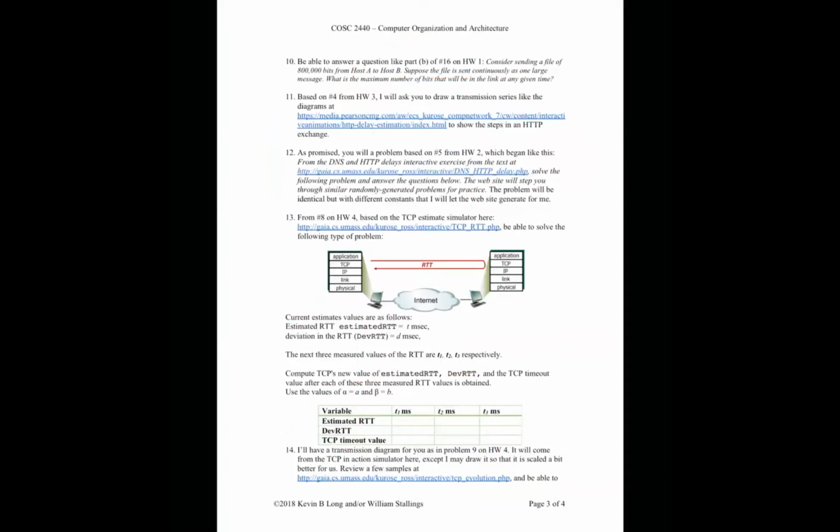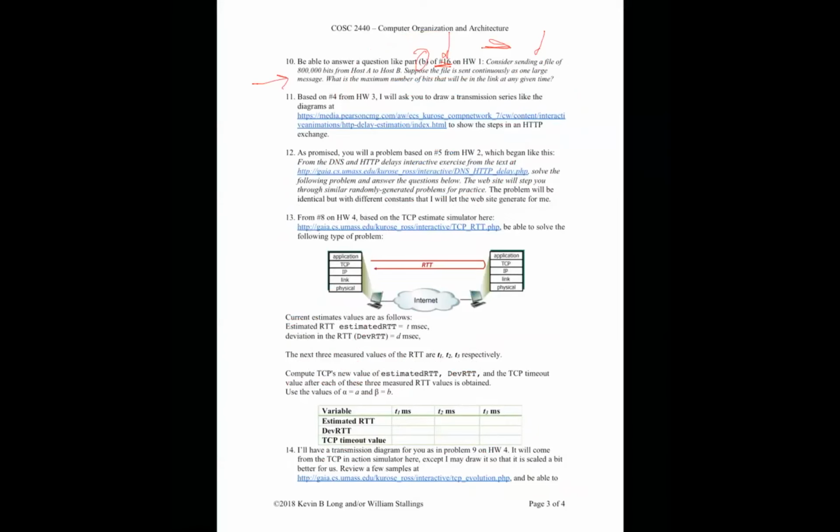Remember the question that says, consider sending a file of this big from host A to B as one long message. What's the maximum number of bits that will be in the link at any given time? It was part B of question 16. Of course, there's data missing in the sample problem, but go to question 16 and you'll see. But the question I want to ask is basically this one.